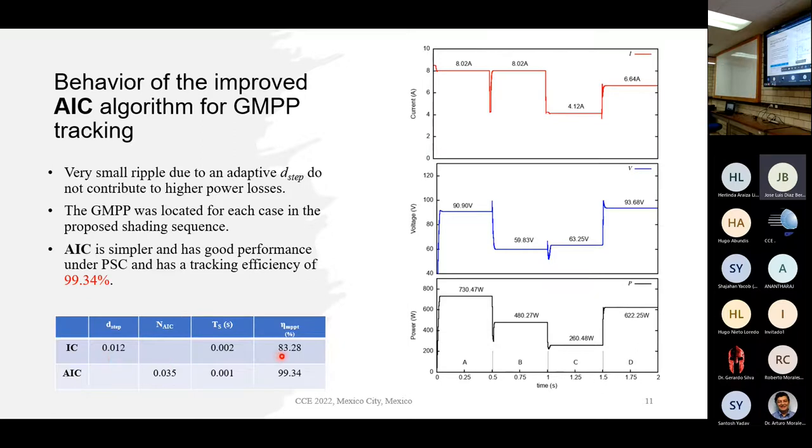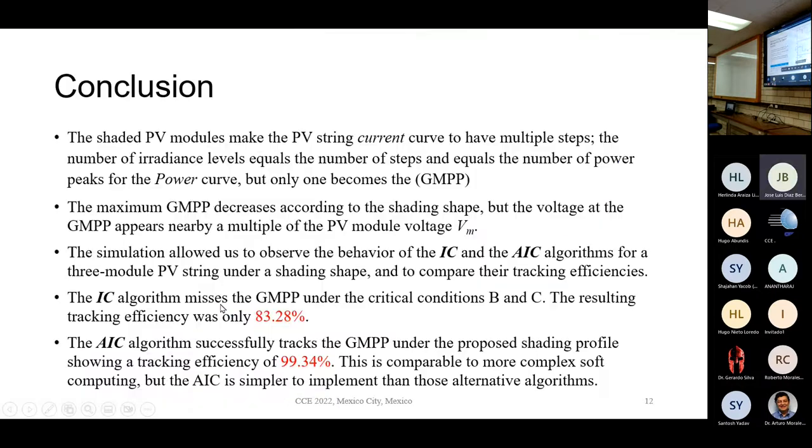The incremental conductance has 83.28% of efficiency, and the adaptive incremental conductance has 99.34%. Conclusions: the shaded modules make the PV string current curve have multiple steps. The number of irradiance levels equals the number of steps and equals the number of power peaks of the power curve, but only one becomes the global maximum power point.